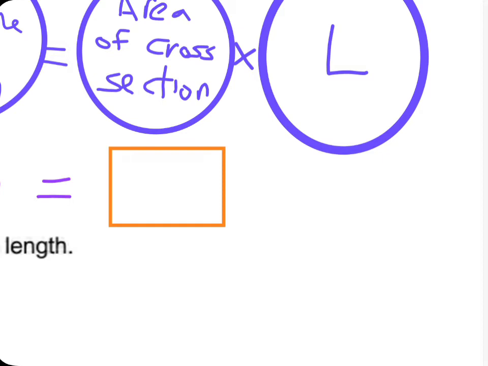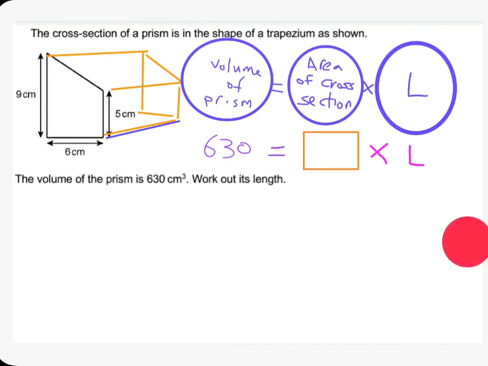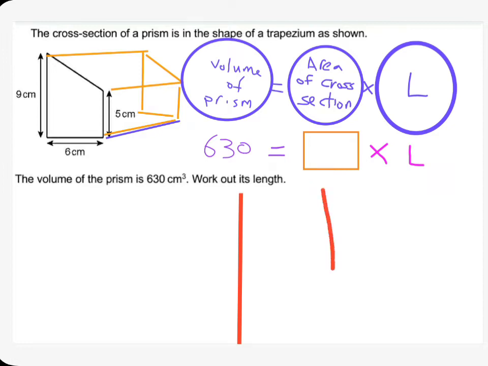And then multiplied by what? Multiplied by the length, which we don't know. Let's call it L. Now, in the space, we will divide it into two like this. So we can use the space here to find the area of the cross-section, which is the trapezium. And then after that, we will put it here. And then in the space here, we're going to find the length of the prism. Now first, let's start with finding the area of the cross-section.